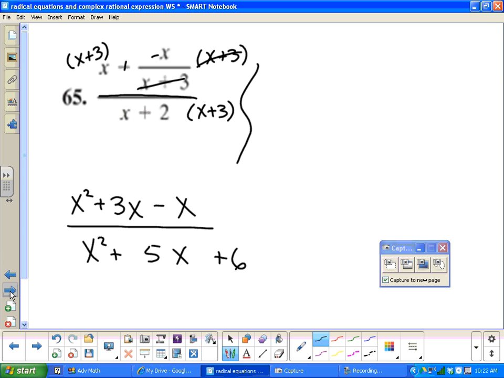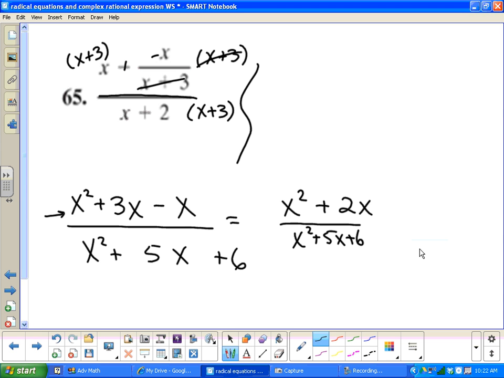Now we can clean up the numerator right there. That would be x squared plus 2x over x squared plus 5x plus 6. We're probably going to leave it like that, but yeah, go ahead.